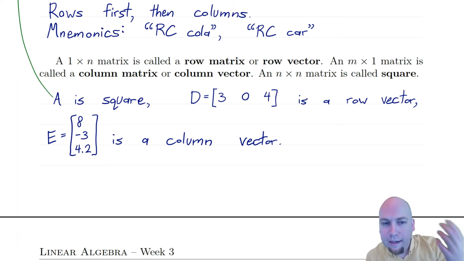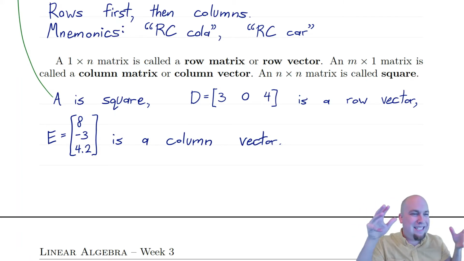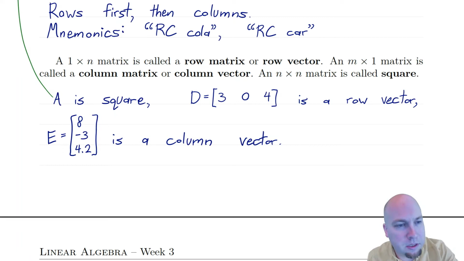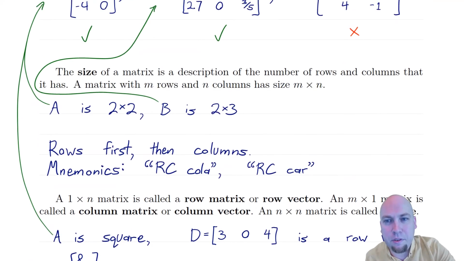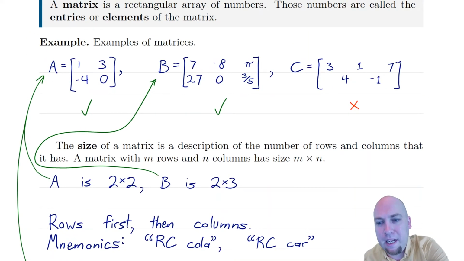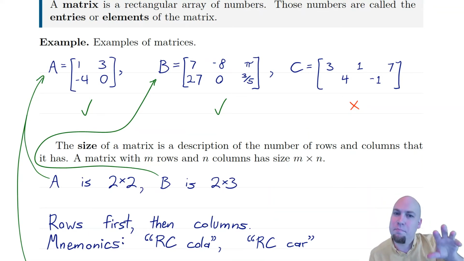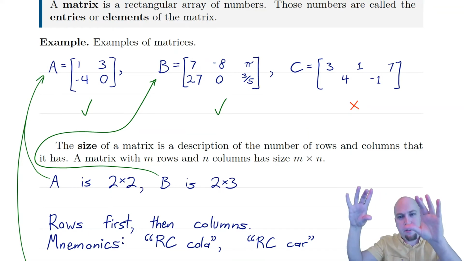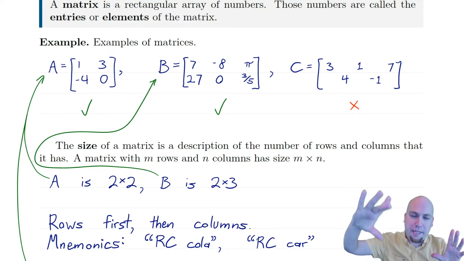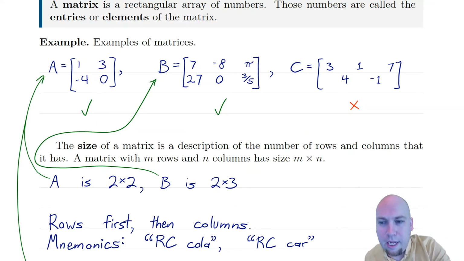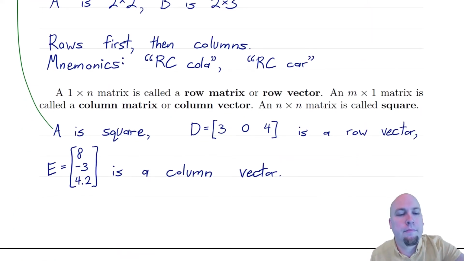Okay, and then on the other extreme, if it has the same number of rows and columns, so if it's an n by n matrix, then we call it square. So for example, this matrix A that we saw way back up here is square because it's 2 by 2, right? There's the same number of rows and columns. So you can have 2 by 2 square matrices, 3 by 3 square matrices, 4 by 4, and so on. Okay, but this matrix B is not square.